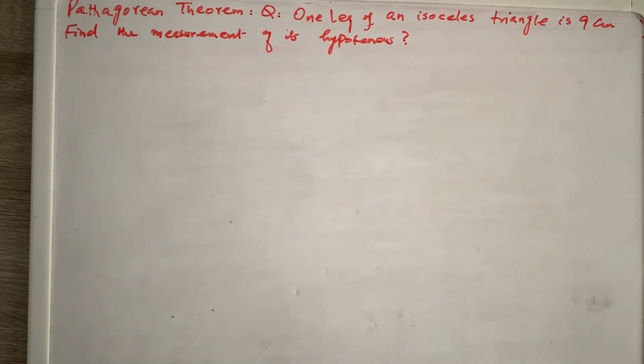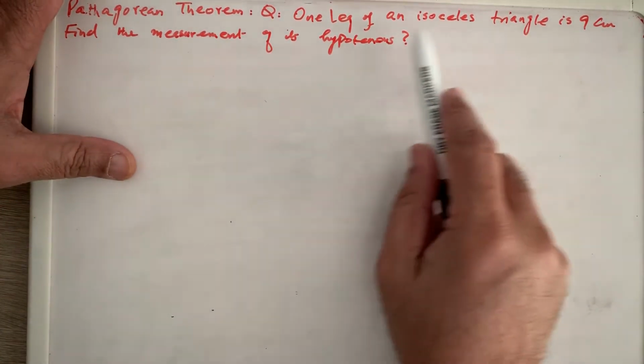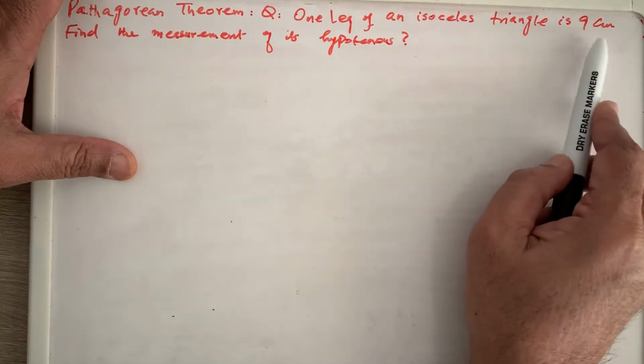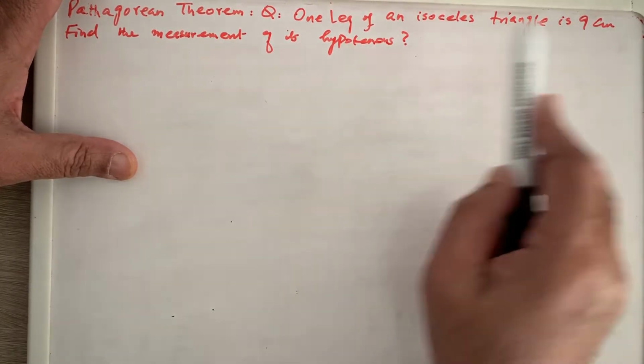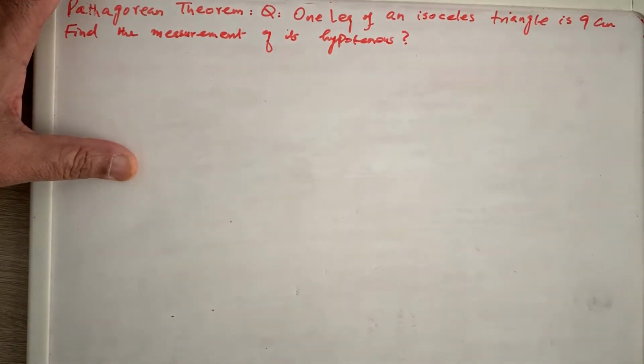So we are continuing our topic of Pythagorean theorem today, and the question here is: one leg of an isosceles triangle is 9 centimeters. Find the measurement of its hypotenuse.